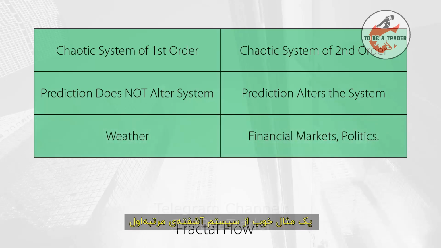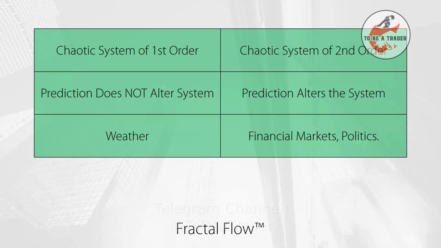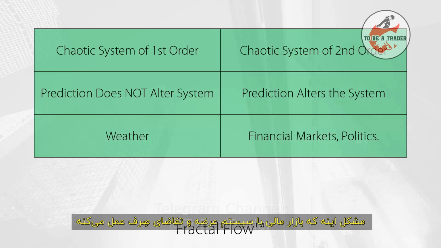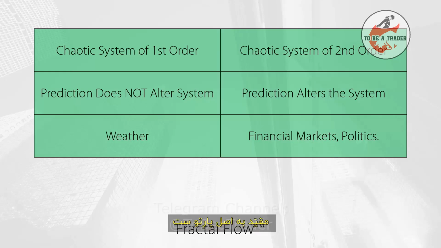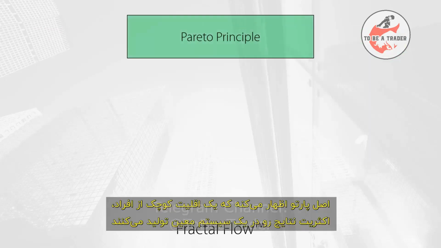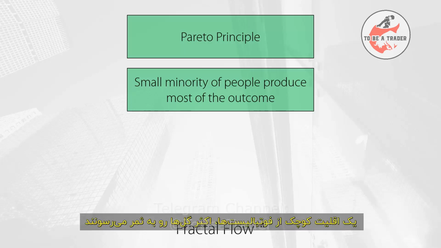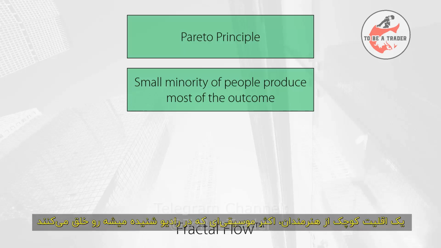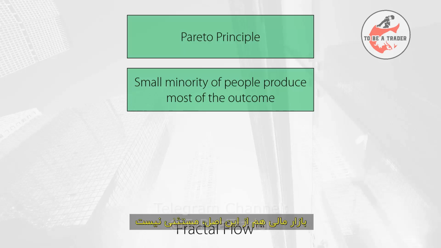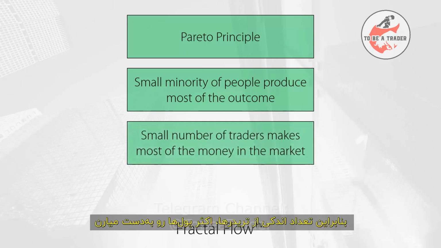A good example of a chaotic system of the first order, which is where a prediction doesn't affect the system, is the weather. The problem is that the financial market functions by a pure system of supply and demand, and like most productive endeavors, it is bound to the Pareto principle. The Pareto principle states that a small minority of people will produce most of the outcome in any given system. For example, a small minority of soccer players score most of the goals. A small minority of artists produce most of the music that is heard on the radio. The financial market is no exception, so a small number of traders will make most of the money.